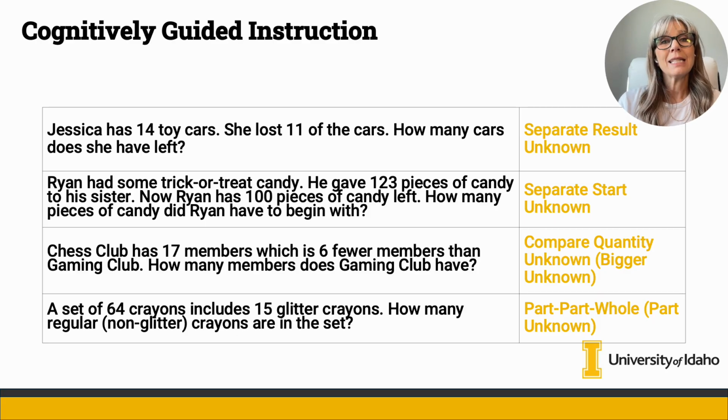This is considered a static or no action situation because the difference does not come about because of joining or separating action. Lastly, number 4 is a part whole, part unknown, because we're looking at a set of crayons and looking for one of the parts of that set.